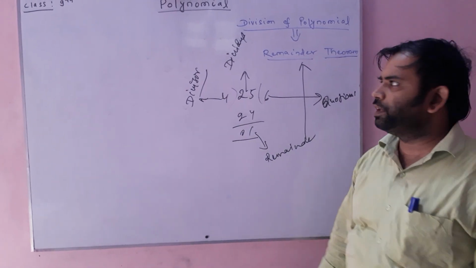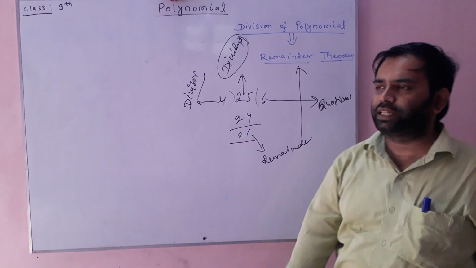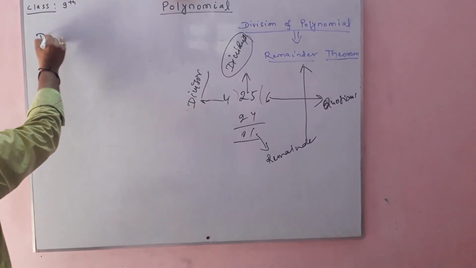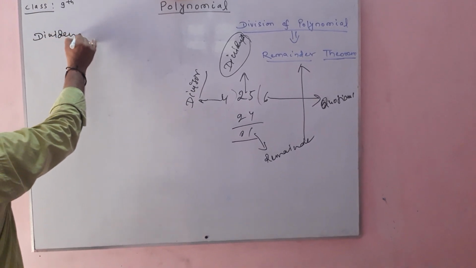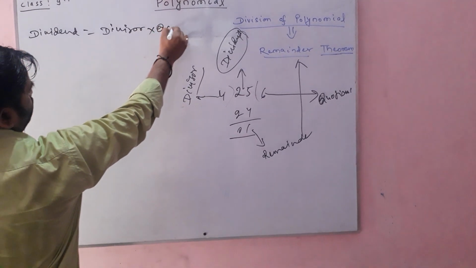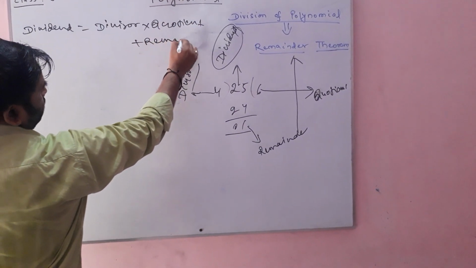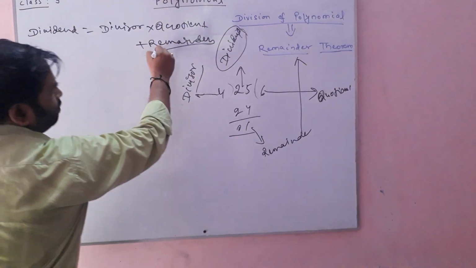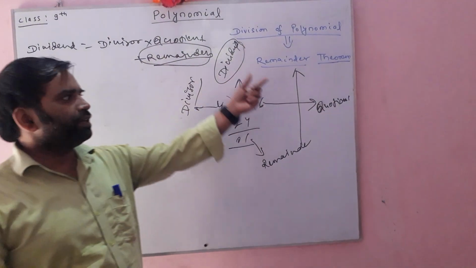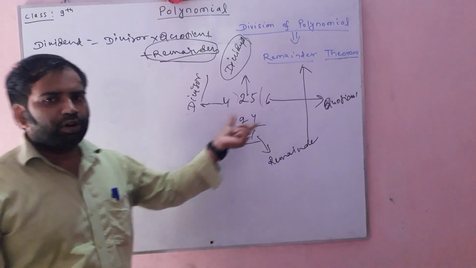So we all know very well that dividend is equal to divisor into quotient plus remainder. Now we have to study this remainder in algebra, and that theorem is called the remainder theorem. So this is the arithmetic, so it's not so difficult.